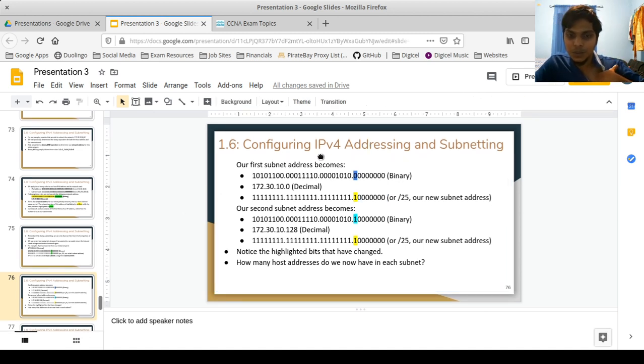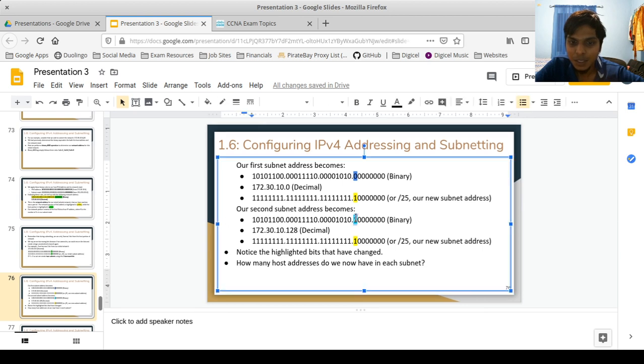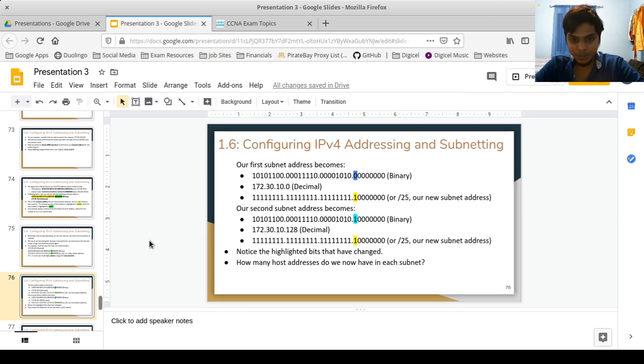And of course with our great binary to decimal conversion now, we can convert back to decimal. So you see there, we convert this whole thing into decimal, and we can convert this into our CIDR notation, and we change this to 1 now, and we convert this whole thing into decimal, and we can convert this into CIDR notation. And notice that the highlighted bits have changed. So we borrowed 1 bit, so we have 1 bit to play with. We could leave that as 0, and we could change this to 1, and everything else stays the same. So notice the highlighted bits.